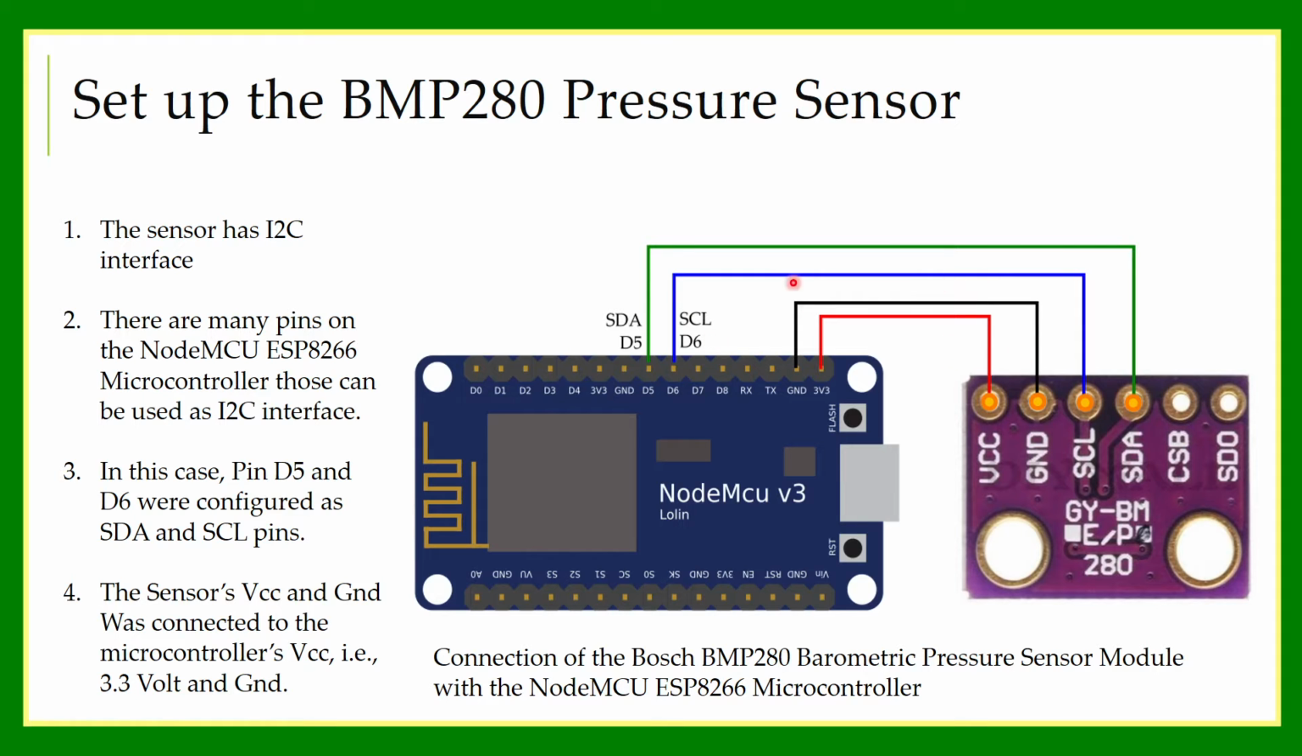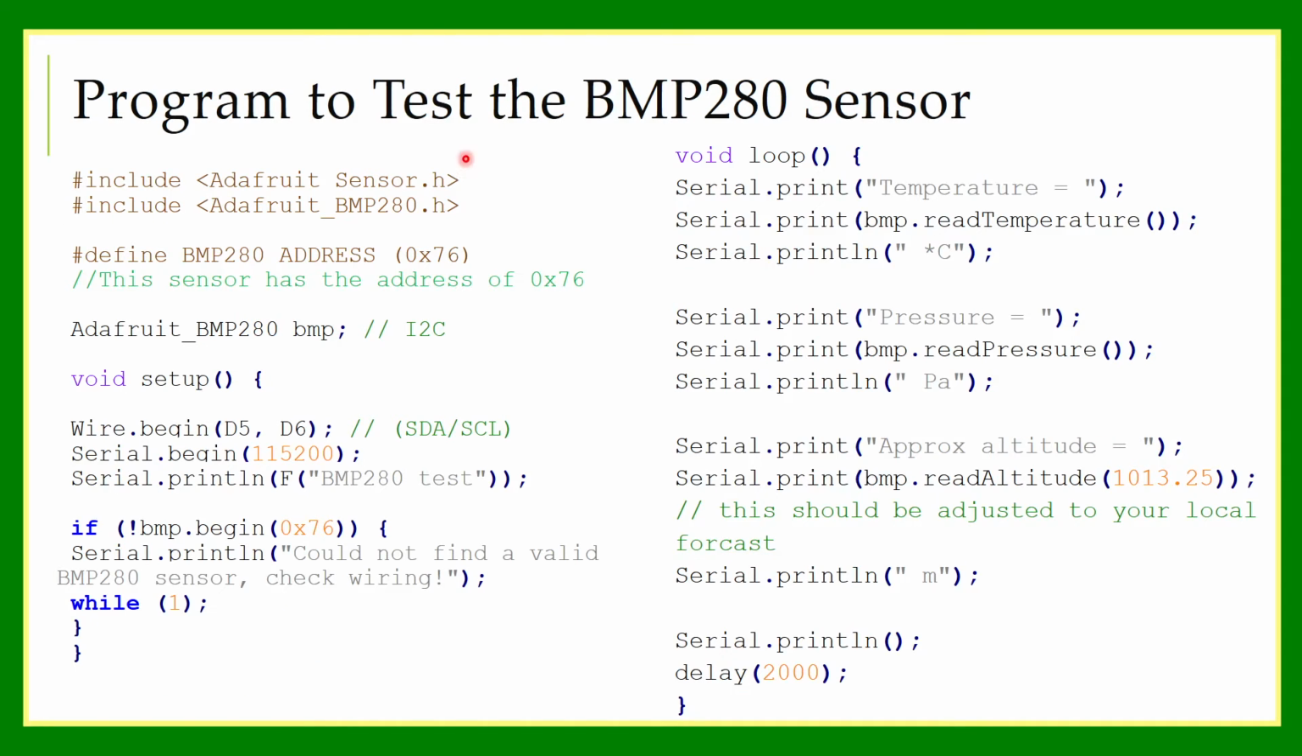Once we have connected it like this, apart from the data lines, that is the SCL and SDA, it also needs VCC and ground, that is the power supply 3.3 volt and ground. The ground must be shared between the microcontroller and the sensor.